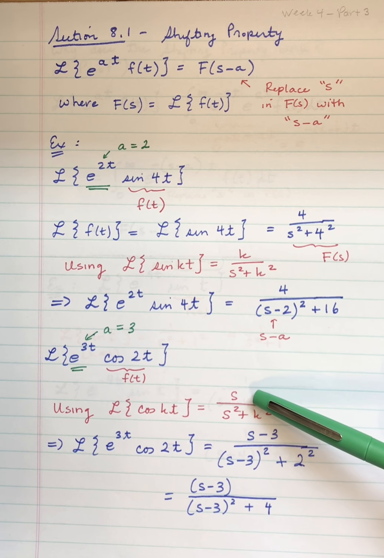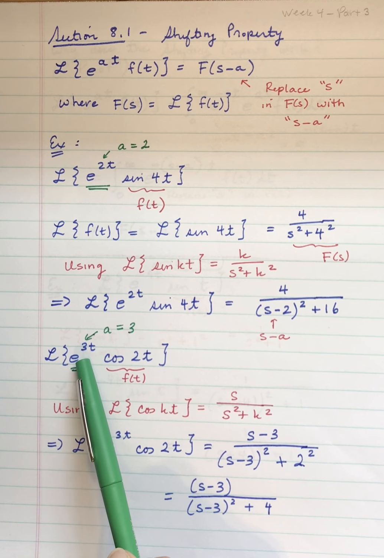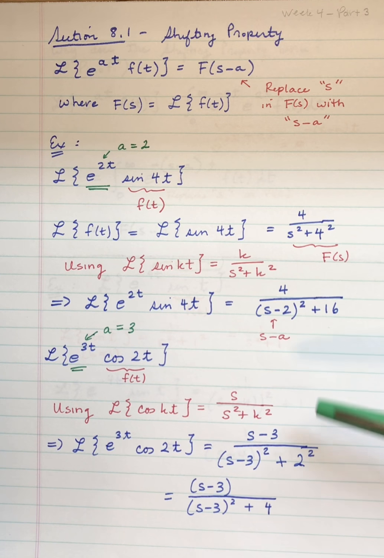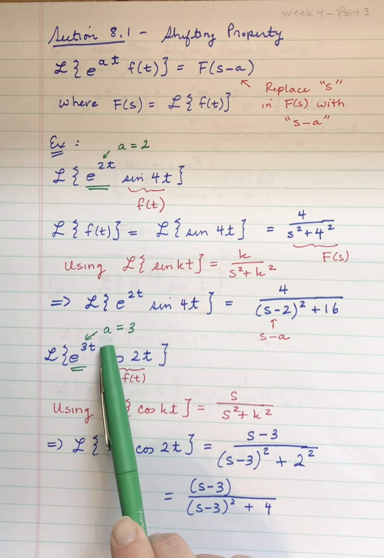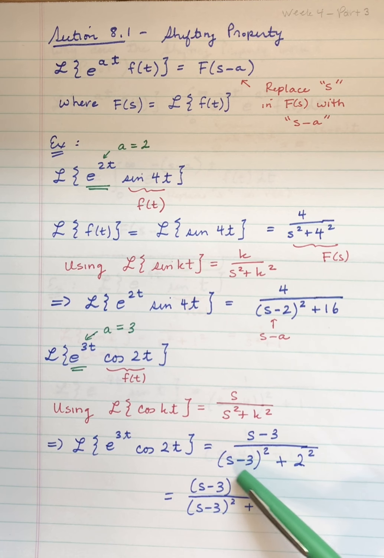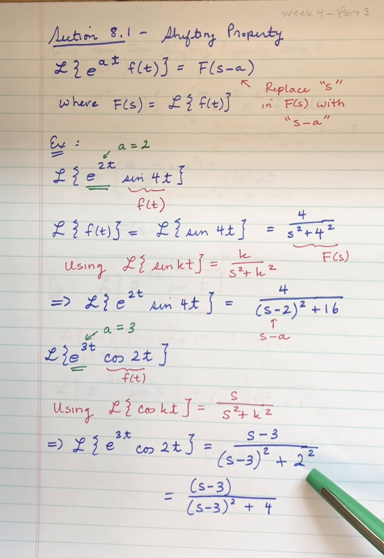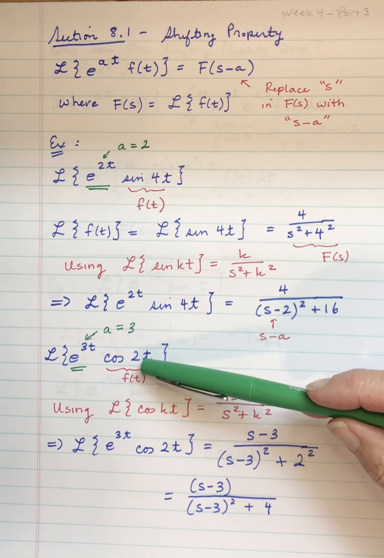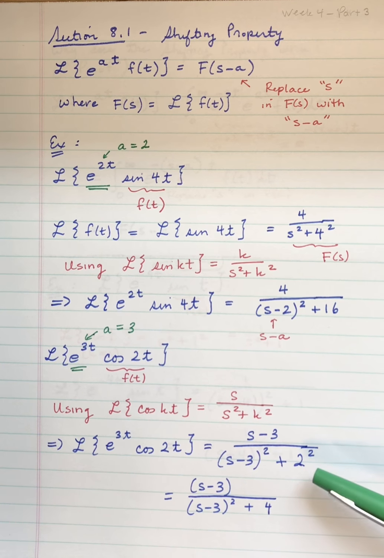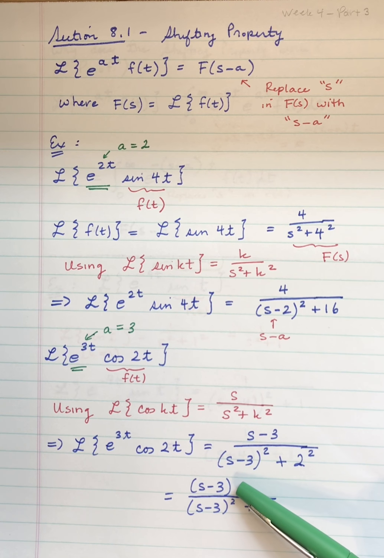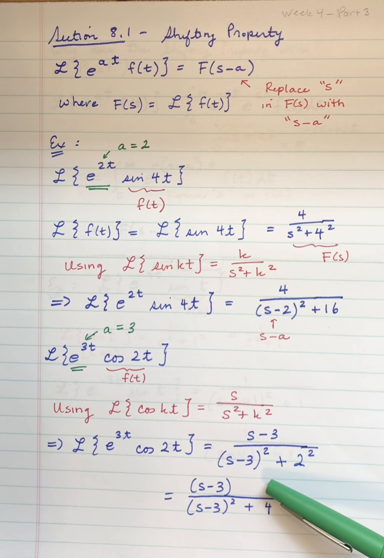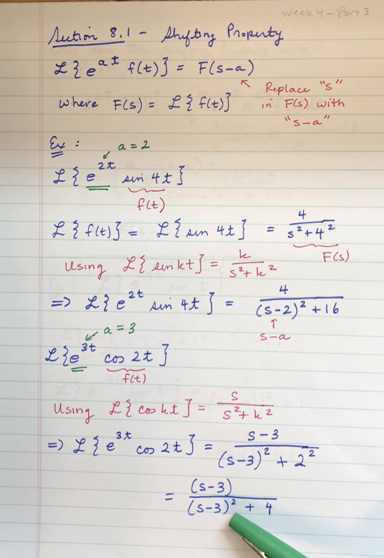So every place we see the s, we have to shift that s by making it s minus a, or in this case a is 3. So every place we see the s, we will replace it with s minus 3, or s minus a. So we have an s in the numerator, so that becomes s minus 3 because a is 3. And again, s minus 3 in the denominator. And this time our k is 2 because we have cosine 2t. So simplifying it, we just get s minus 3, we don't really need the parentheses in the numerator, over s minus 3 squared plus 4.